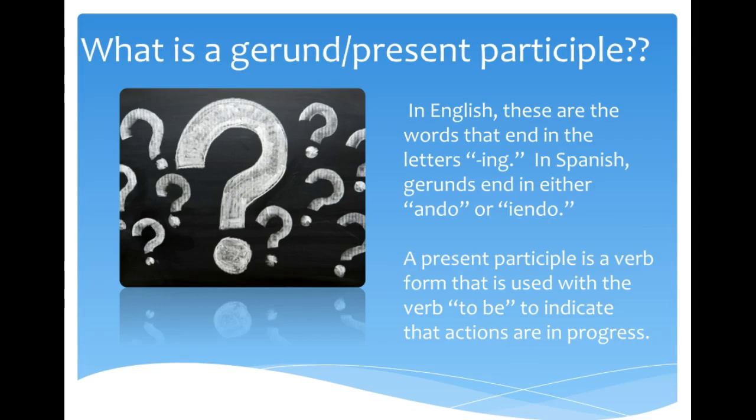A gerund is technically a noun that is formed from a verb, but what we're really going to be focusing on today, even though sometimes I call them gerunds, are really the present participles, which is a verb form that is used with the verb to be in order to indicate that an action is in progress or was in progress.